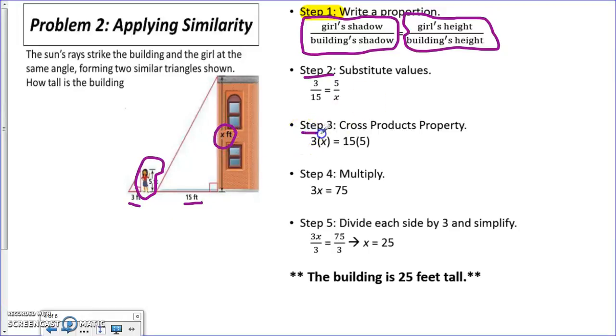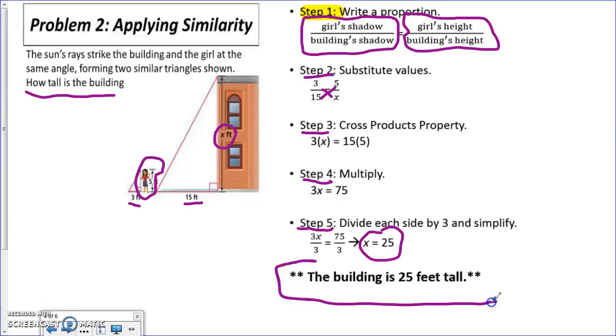Use the cross products property. 3 times x equals 15 times 5. Multiply. 3x equals 75. Divide and simplify. x is equal to 25. Now again, being that this is a word problem, you always want to go back and answer the question with the specific unit. So the building is 25 feet tall.